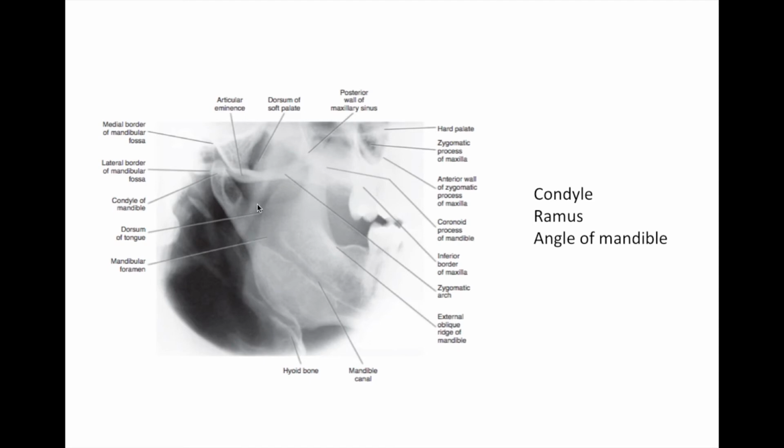This is the oblique lateral ramus, where we can clearly see, as I told earlier, condyle, ramus and the angle of the mandible.